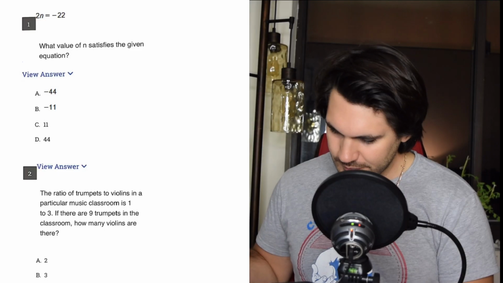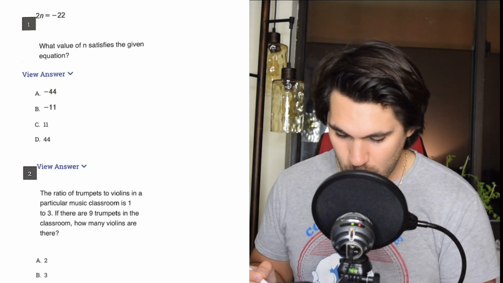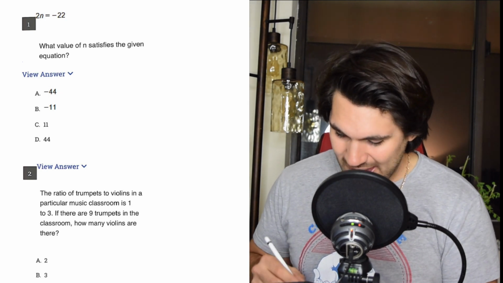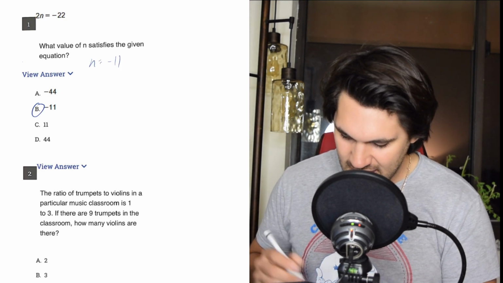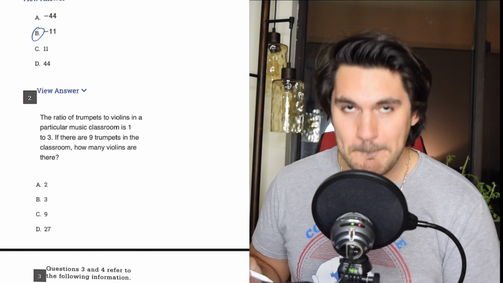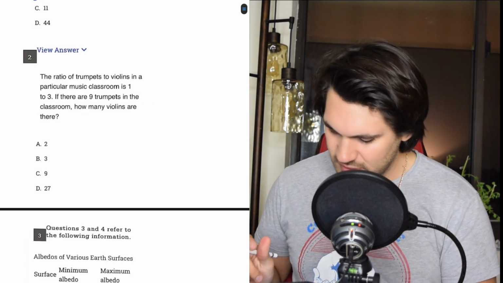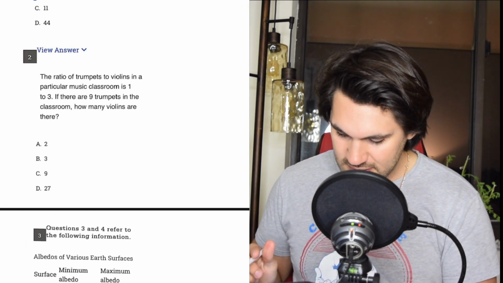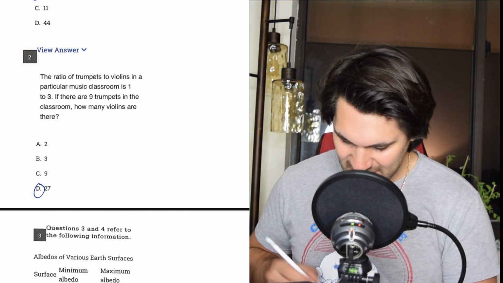Number one, what value of n satisfies the given equation? Just solve it for n. 2n equals negative 22, so n equals negative 11. B is the answer. Number two, the ratio of trumpets to violins in a particular music class is 1 to 3. There are 9 trumpets. How many violins are there? There have to be 3 times as many violins as trumpets, which means there have to be 27 of them. D.